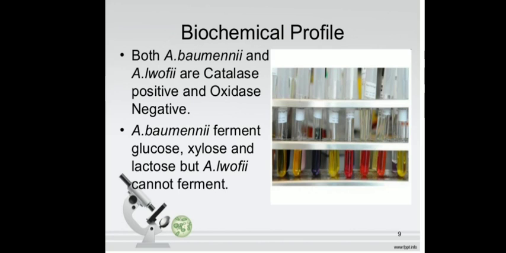The next point is the biochemical profile of Acinetobacter. As we have seen earlier, both Acinetobacter baumannii and Acinetobacter lwoffii are catalase positive and oxidase negative. If we look at the fermentation properties, Acinetobacter baumannii ferments different types of sugars like glucose, xylose and lactose, but Acinetobacter lwoffii cannot carry out the fermentation process.